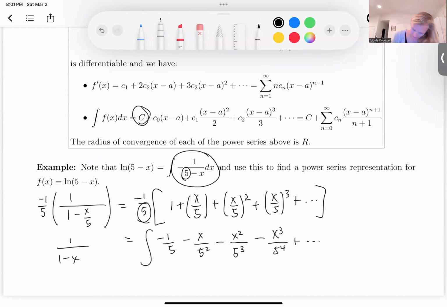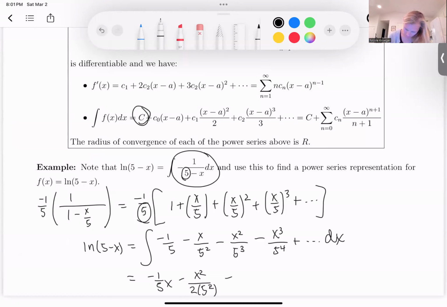When I integrate that, this is very bad notation, guys, I'm sorry. When I integrate this, this will give me ln of 5 minus x. So again, I'm going to integrate term by term. Let me put my dx out here. So I'm going to get negative 1/5 x minus x squared over 2 times 5 squared. Remember that 2 came from anti-differentiating. Minus x cubed over 3 times 5 cubed, minus x to the 4th over 4 times 5 to the 4th. And remember, when we anti-differentiate, we need a plus c.